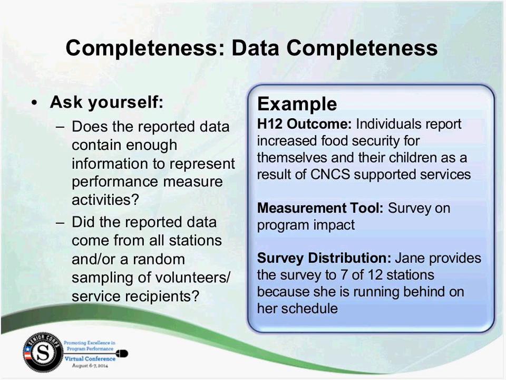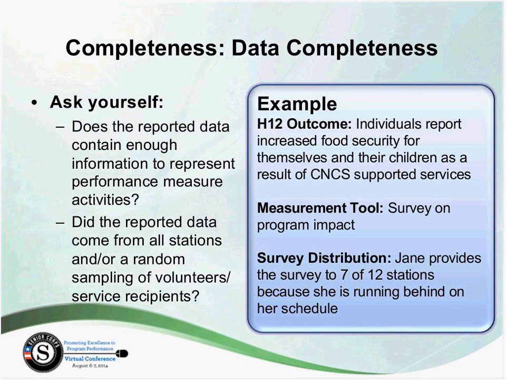The next dimension is completeness. It's related to validity, but focuses more on coverage and whether there is enough information to accurately represent the population. What we're asking is, is any vital information missing from the data reported? Some questions may help when reflecting on data completeness. Do reported data contain enough information to represent performance measure activities? Do reported data come from all stations and/or a random sampling of volunteers or service recipients?